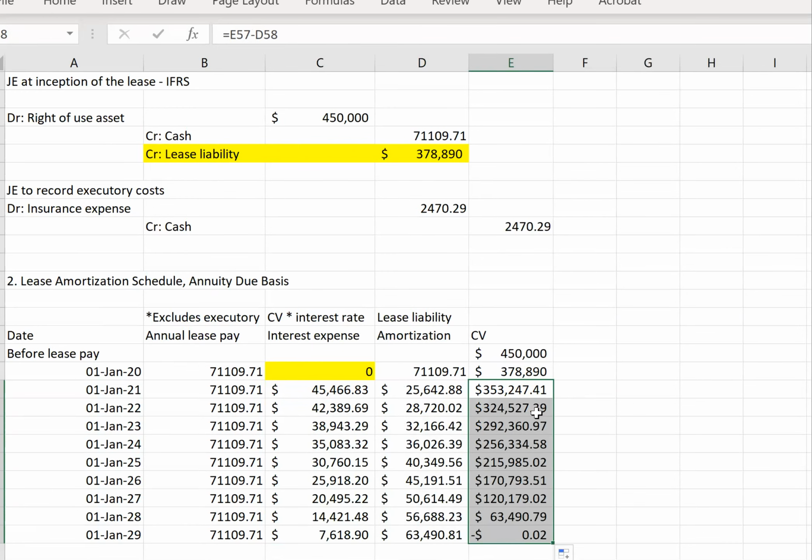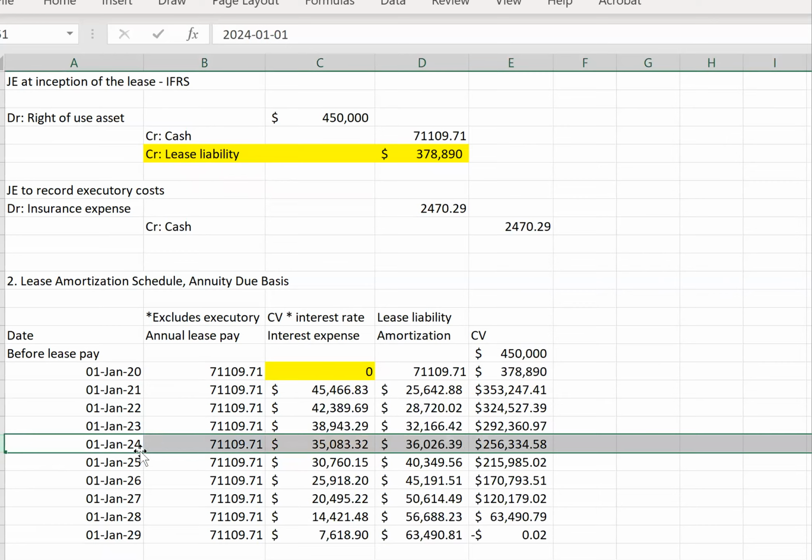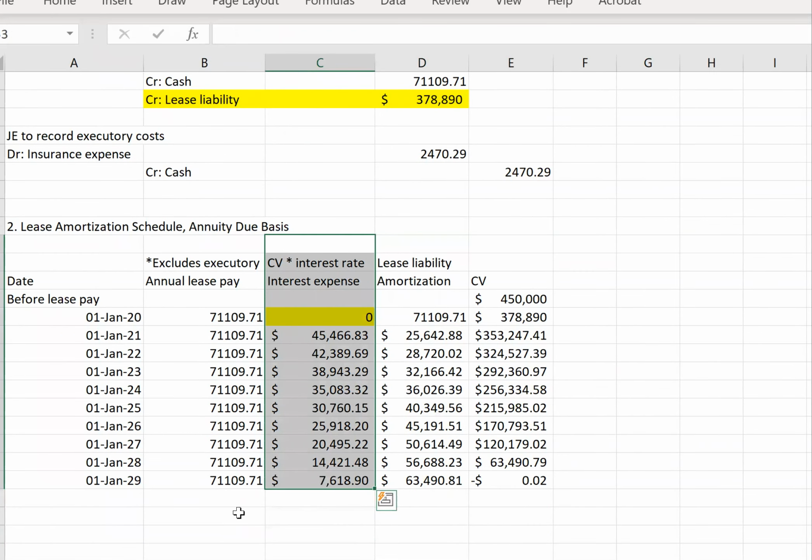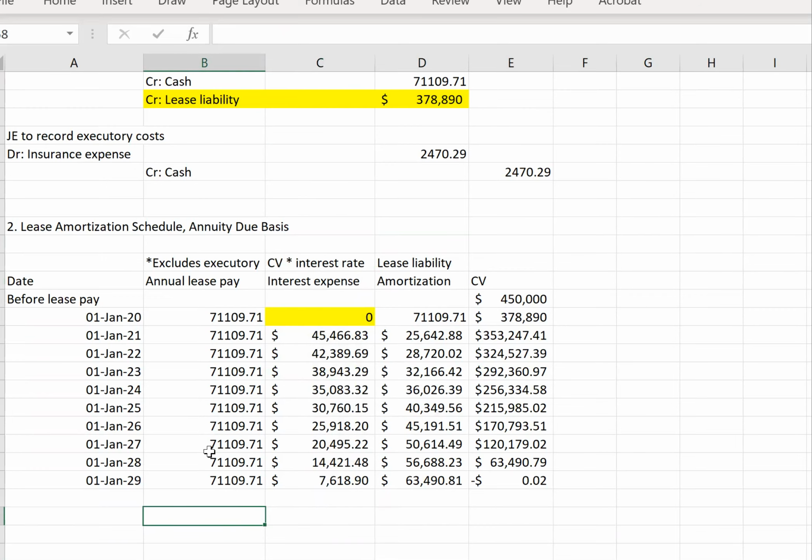You can see that each period, my interest expense is 12% times the carrying value of the previous period, and my lease liability amortization is the principal reduction. In this situation, let's look at this period, January 1st, 2024. I made a lease payment of $71,109, not including the executory costs. Of that payment, $35,000 was interest, but $36,000 was principal. So I was able to reduce my lease liability by the principal component, $36,000, to bring it down to $256,000. And the interest component is going to go through my income statement as interest expense. Okay, so that is my lease amortization schedule.